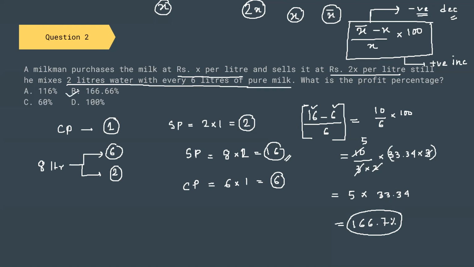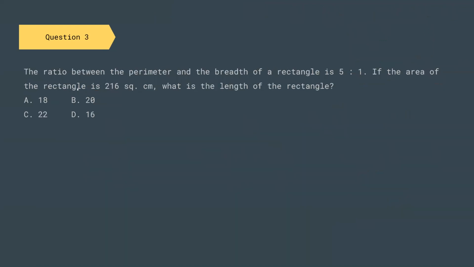So now let us go to another question, that is question number 3. They are telling us that the ratio between the perimeter and the breadth of a rectangle is 5:1. If the area of the rectangle is 216 centimeters square, what is the length of the rectangle?